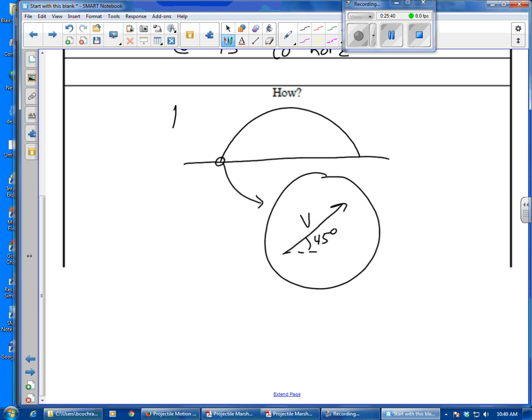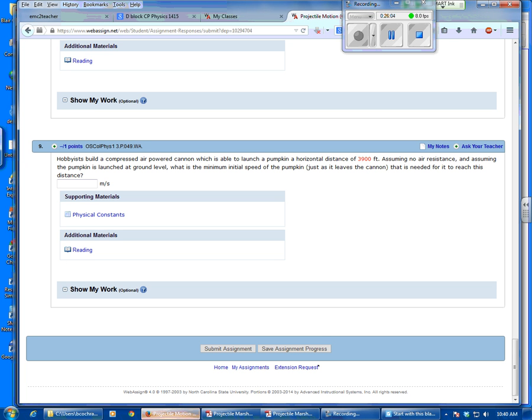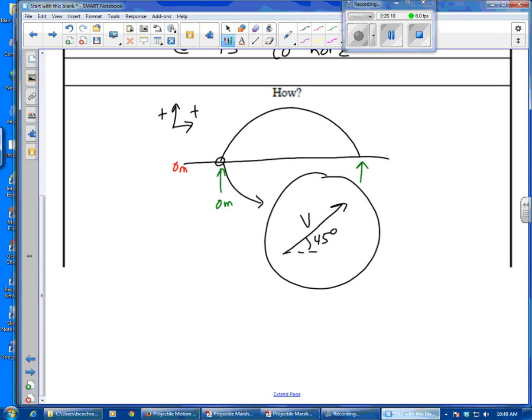I'm going to assume at this point you guys want to call up positive and to the right positive. Is that okay? Let's call this a height of 0 meters. We'll call this horizontally, we'll say this point's at 0 meters also. And then this point for me is at 3,900 feet. It's a nasty unit. I don't like that. So right away, I'm going to convert that to meters.